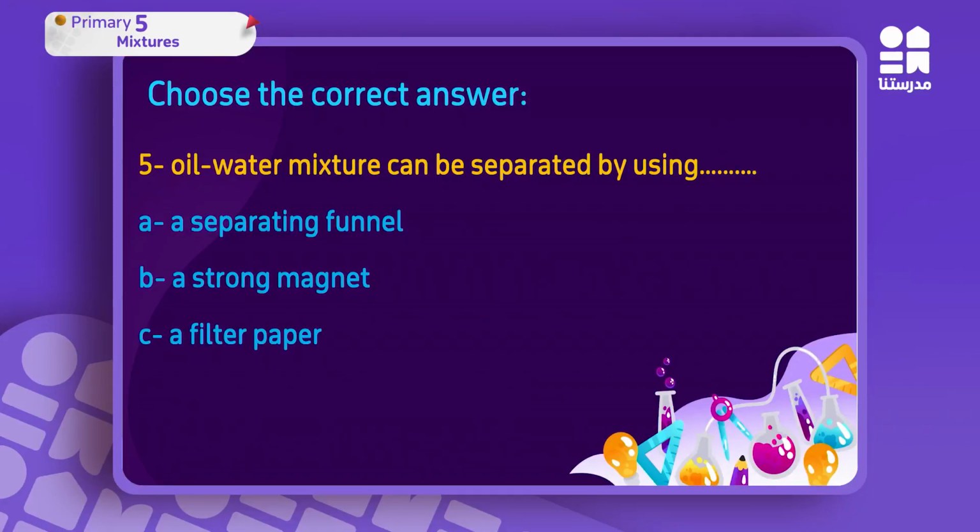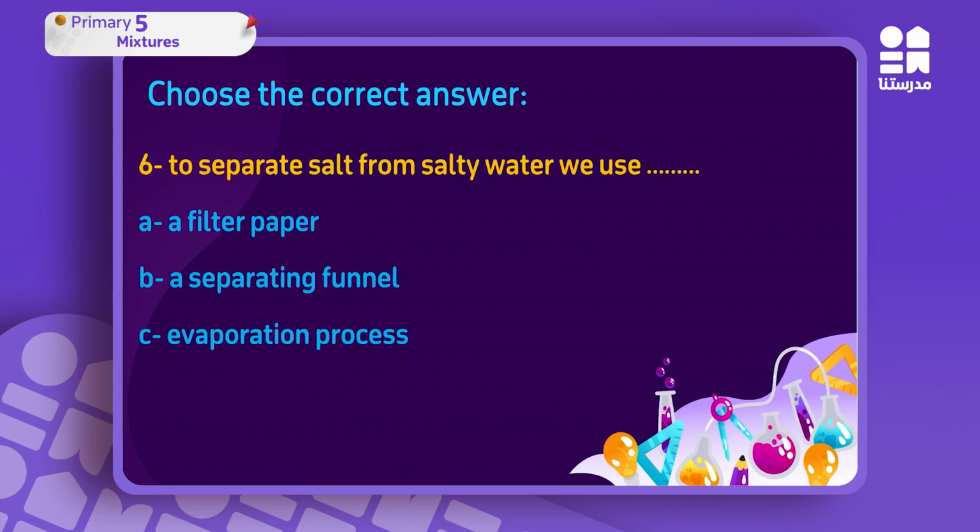Number 5, an oil-water mixture can be separated by using what? Of course, a separating funnel. Number 6, to separate salt from salty water, water containing salt, we will use the evaporation process. So let's review our lesson.